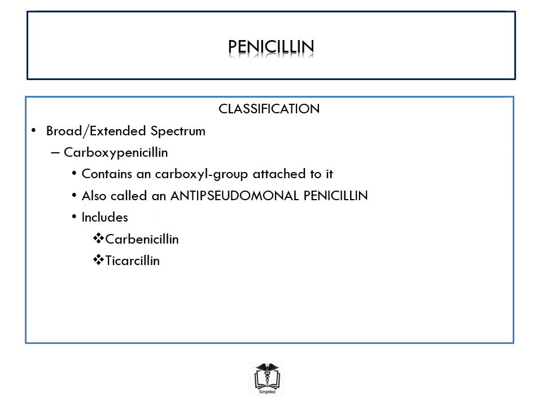The second class of penicillins we have under the broad and extended spectrum are the carboxypenicillins. In contrast to the aminopenicillins, these drugs have an extended spectrum of activity, particularly against a set of bacterial infections called Pseudomonas infection. Pseudomonas infection is caused by a strain of bacteria called Pseudomonas aeruginosa, and it's a very difficult infection to clear. So drugs like carbenicillin and ticarcillin that are classified as carboxypenicillins are very effective against Pseudomonas infection, and as a result, we tend to call these drugs anti-Pseudomonas penicillins.